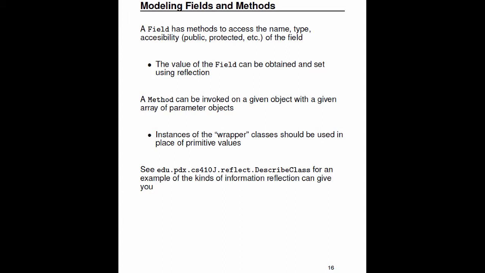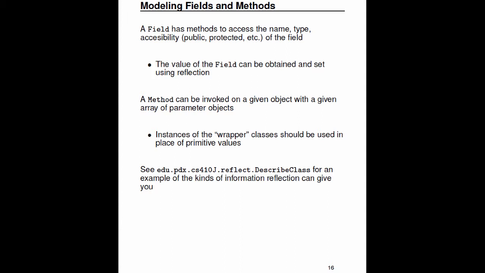Similarly, a method can be invoked on a given object with some parameters. Note that you send an array of objects to a method invocation, so if you have a method that takes a primitive type, you need to send in an instance of one of the wrapper classes or use autoboxing.